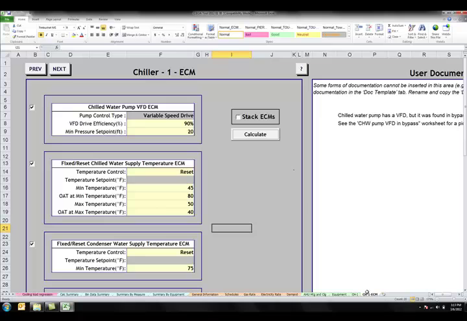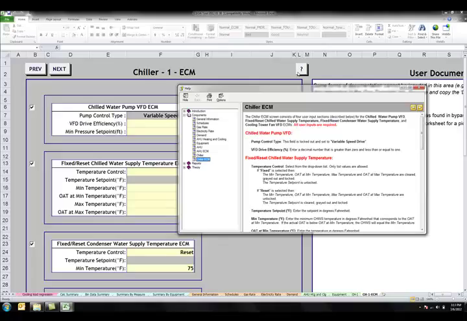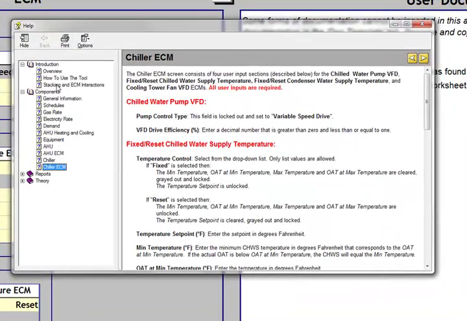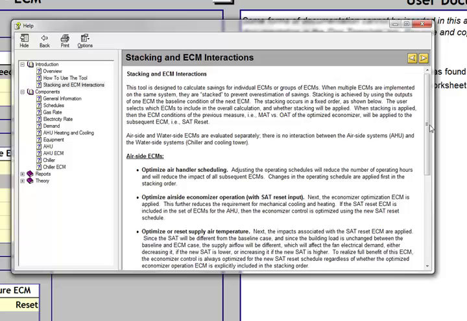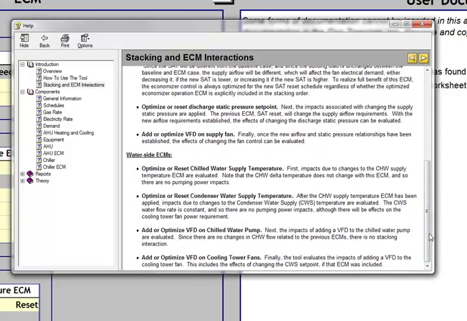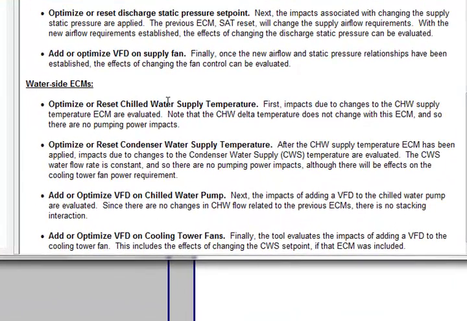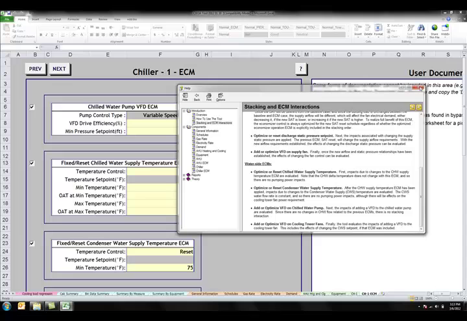So let's go back over here, and by stacked we mean that the proposed case of one measure is used as the baseline case of the next measure evaluated. Let's take a look at the help menu on this topic, by going here to the introduction part, stacking and ECMs. For the chilled water plant, the measures are evaluated in the order shown here: chilled water supply temperature, condenser water supply temperature, and then chilled water pump VFD, and finally cooling tower fan VFD. And this order cannot be changed. The order of the stacking cannot be changed.